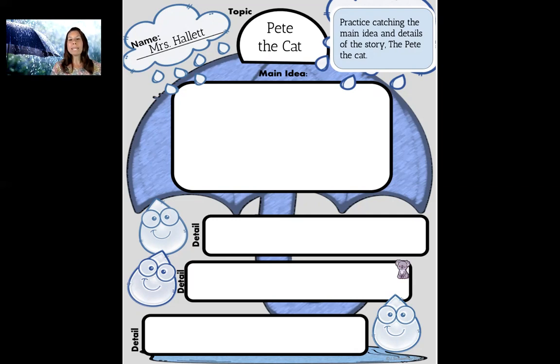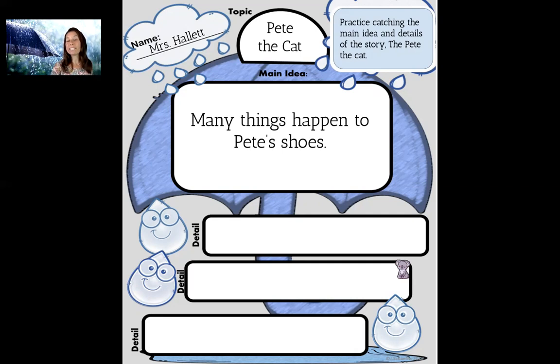Now, what was the main idea? What was the main thought that happened to Pete the Cat? Many things happened to Pete's shoes. Did you guys get that? Lots of things happened to his shoes. That was the main idea of the story. We know that our topic was Pete the Cat, but many things happened to his shoes.